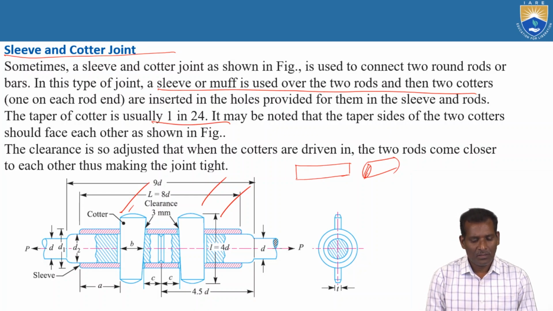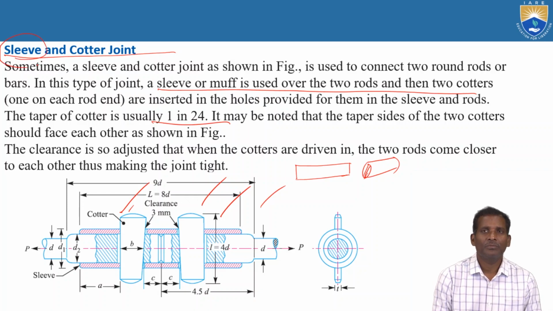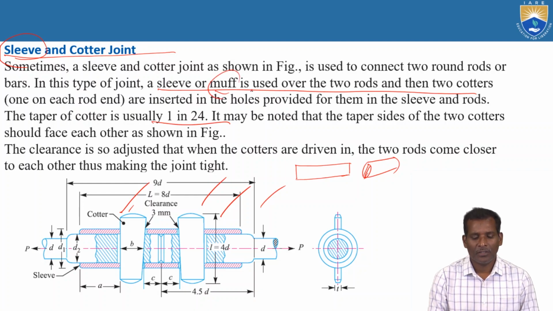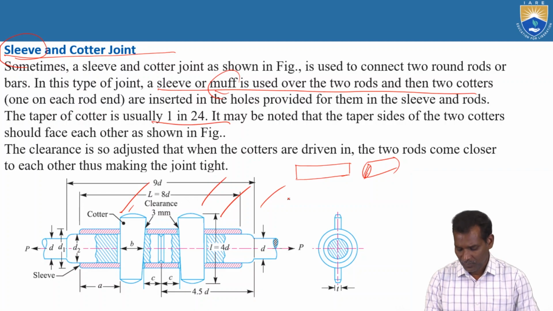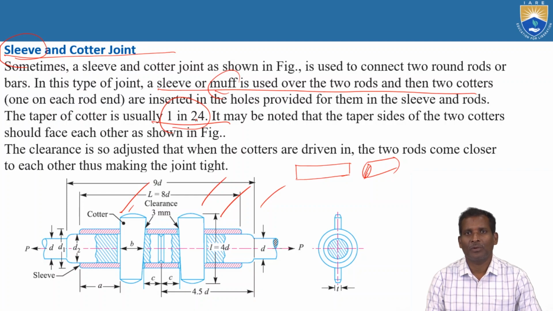All construction details are shown in this figure. Overall length L is equal to 8 times D. In this, the main parts are the sleeve or muff, two cotters and two coaxial rods. And the important thing is the taper is 1 in 24.